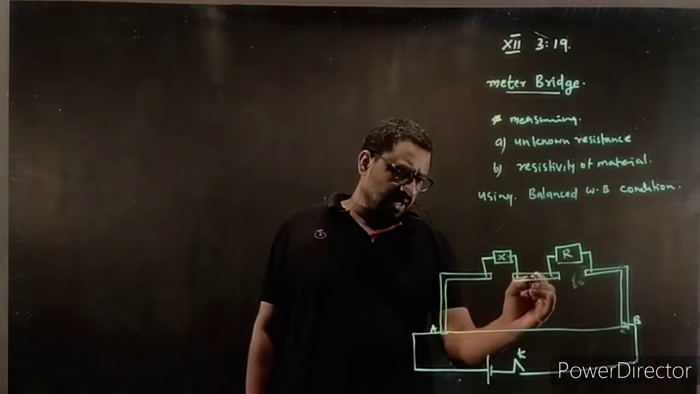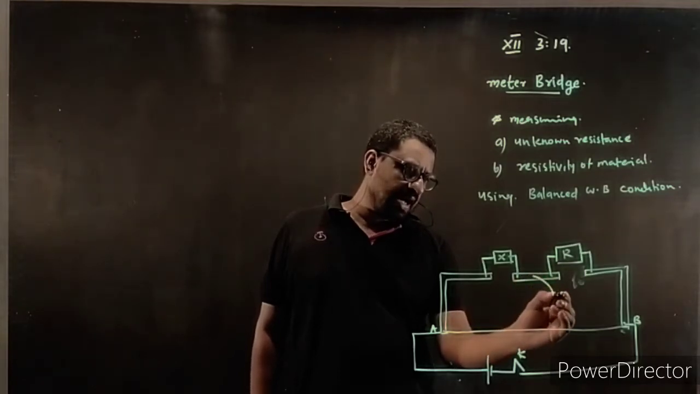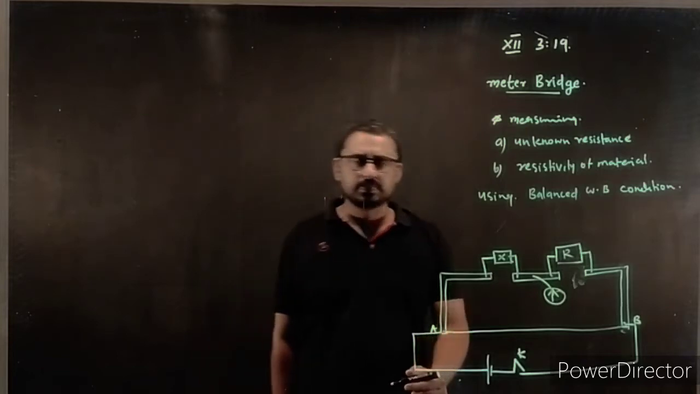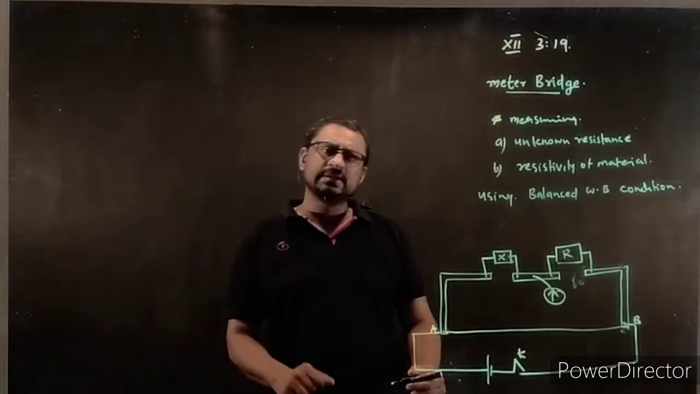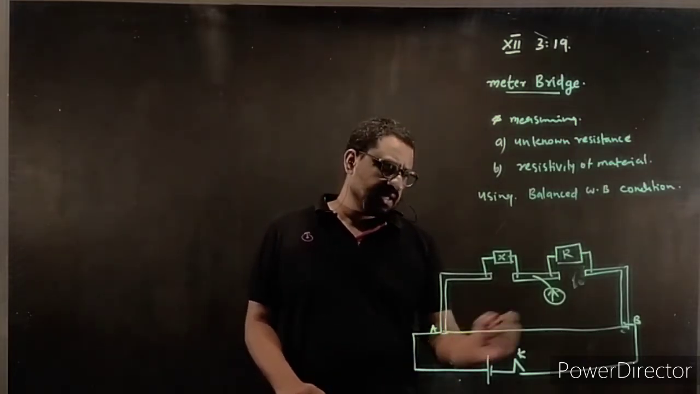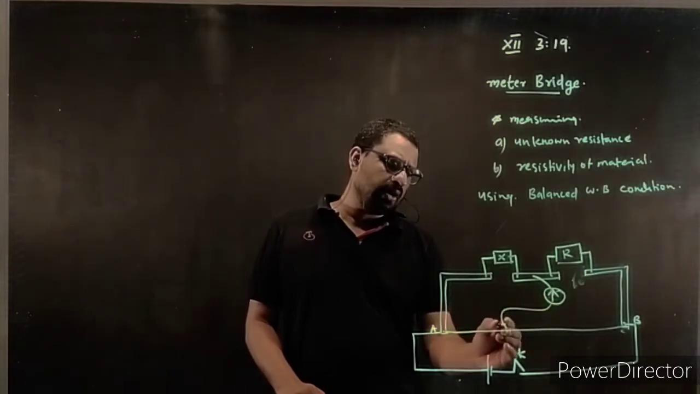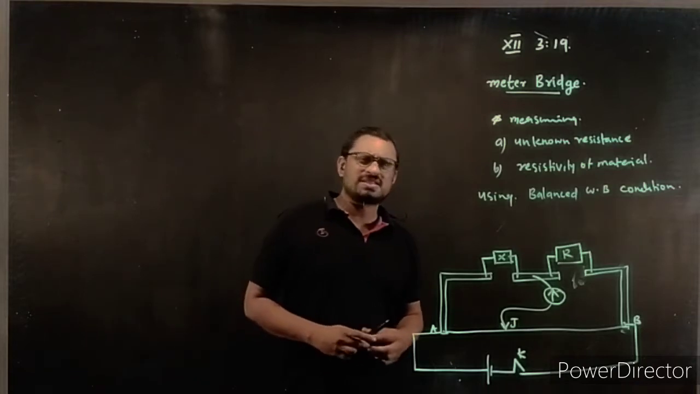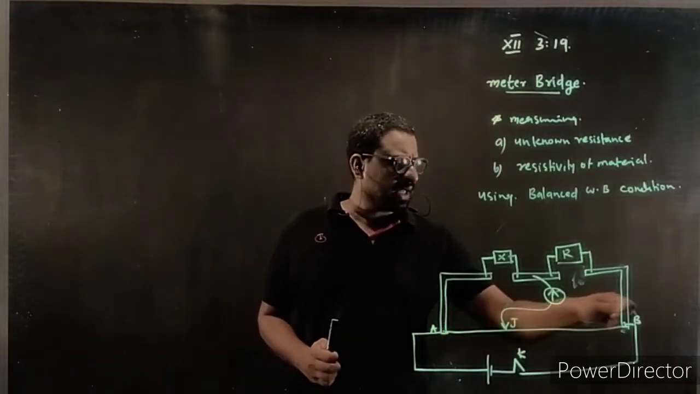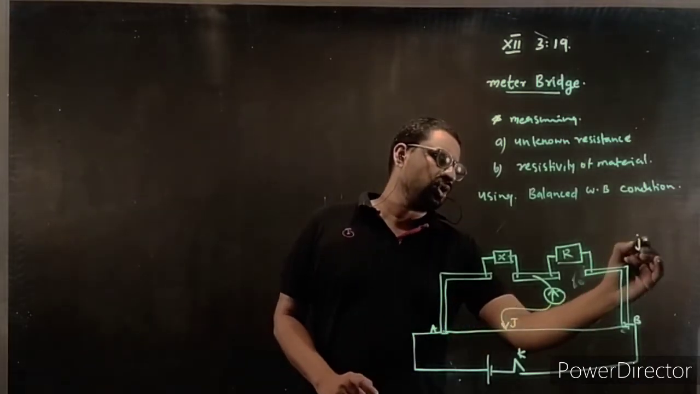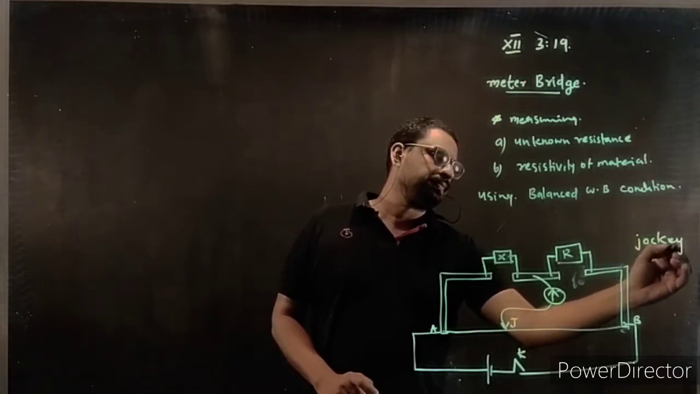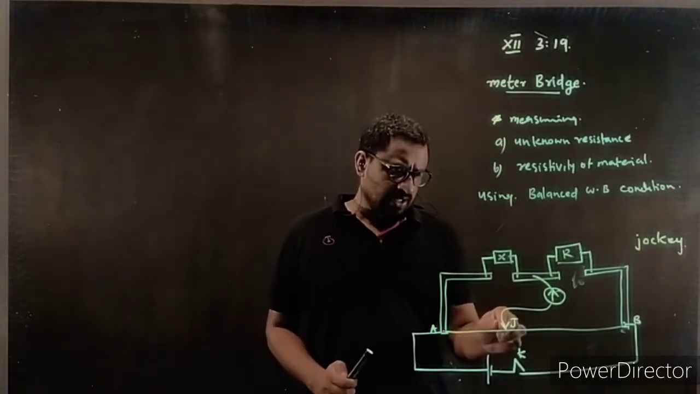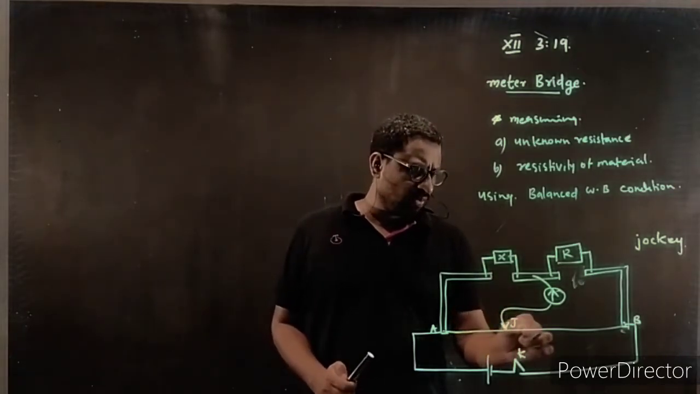Now, connecting these two, we have a galvanometer, an instrument to measure current or the presence of current, and a slidable contact known as a jockey. You can move the contact like this. You can slide the jockey over the wire.